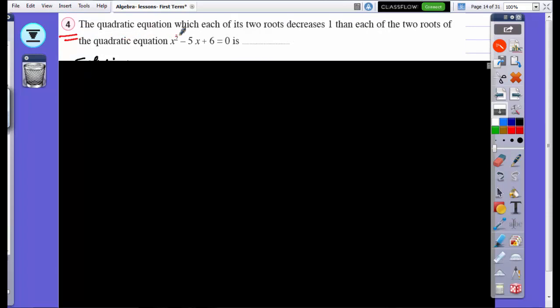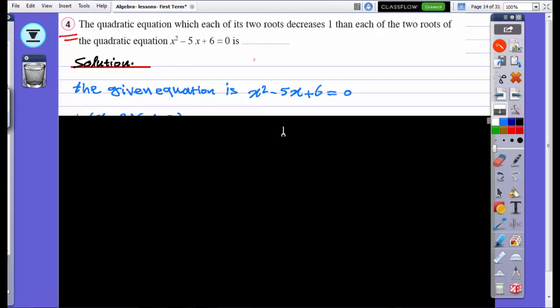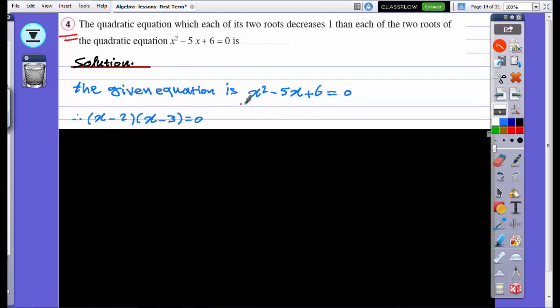The quadratic equation in which each of its two roots decreases by 1, then each of the two roots of the quadratic equation x squared minus 5x plus 6 equals 0. So first we will find the two roots of the given equation. Here we have the given equation, and we'll factorize it. x minus 2 multiplied by x minus 3.